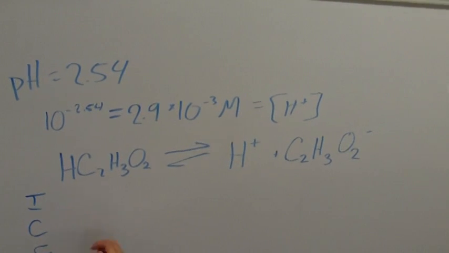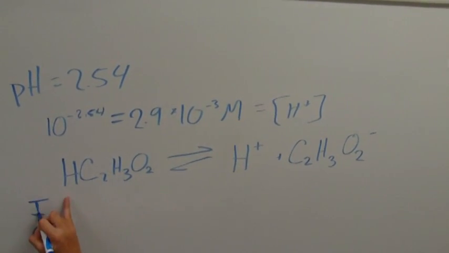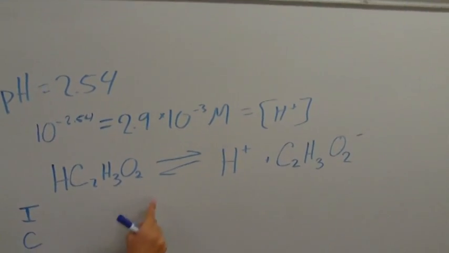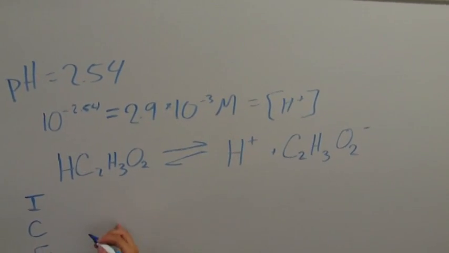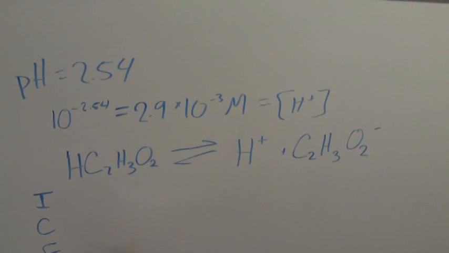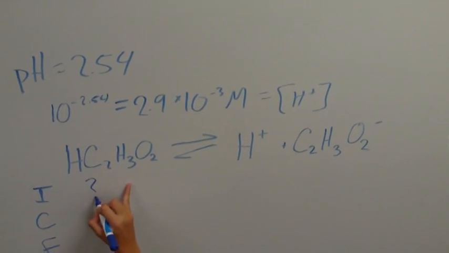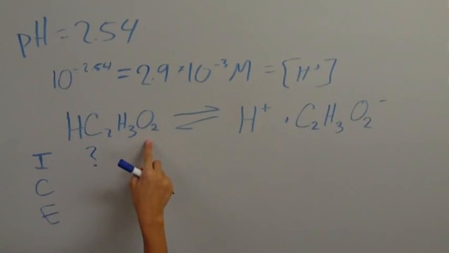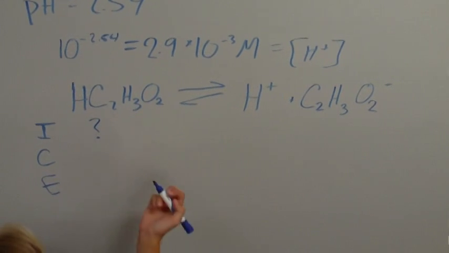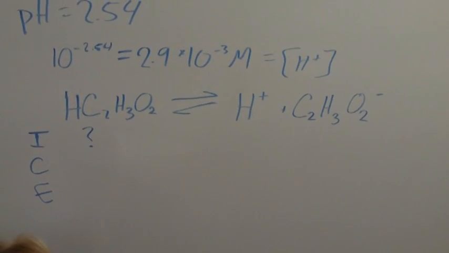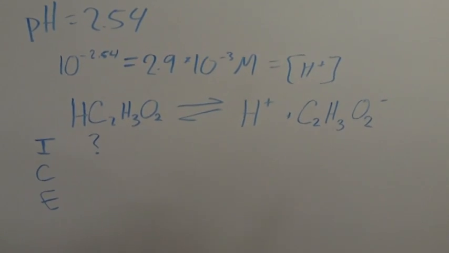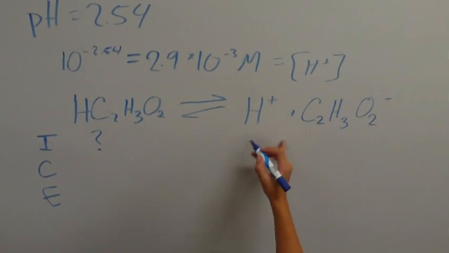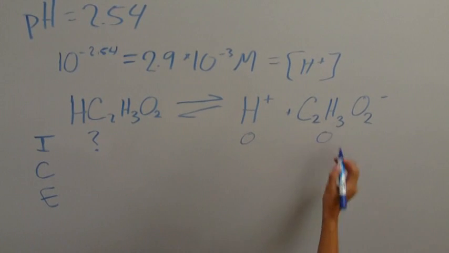as usual. Now, this ice table is going to be a little bit different because we don't know this concentration. So I'm going to go ahead and just call this concentration question mark. In brackets, you can call it A, you can call it Z, you can call it star, it doesn't matter, just mark that we don't know what it is. And then these are going to be 0, just like usual.